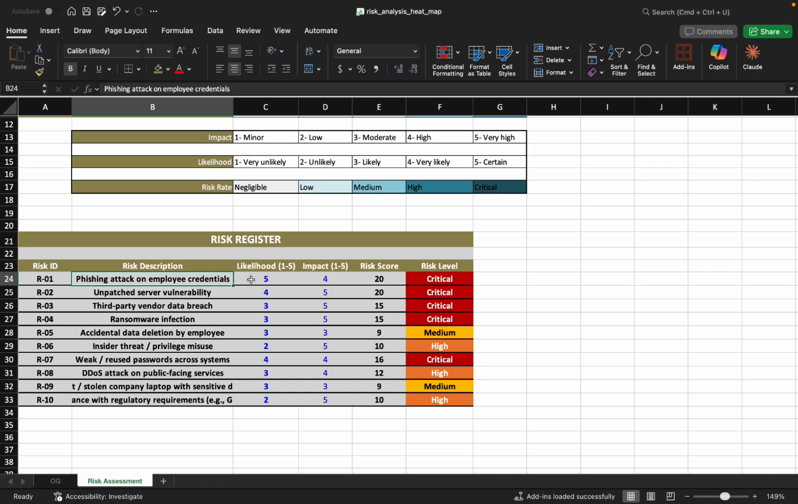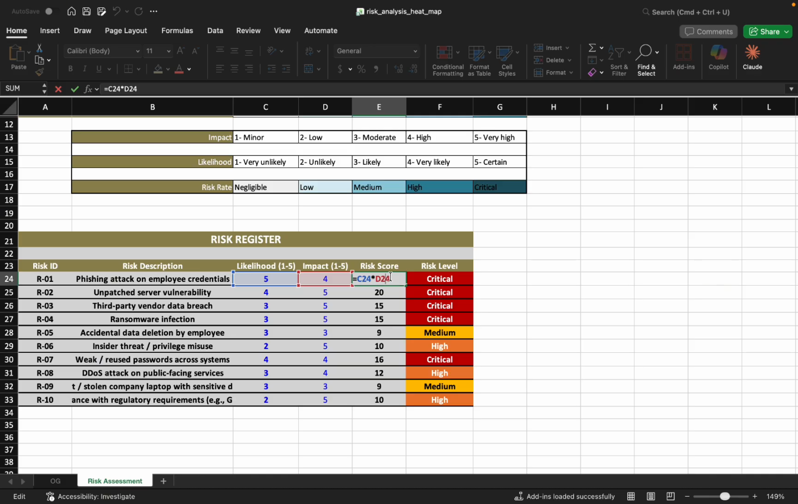So here I have created a risk register of all the risks that my home lab or simulated home lab could run into here at home, right? But you can do the same on a company level, whether it's a phishing attack on employee credentials, ransomware infection, stolen company laptop with sensitive data. And you could see here that the likelihood and the impact on multiplying those two cells together to get my risk score, right? If your risk score is above a certain range, 15 and above, I believe it is critical.